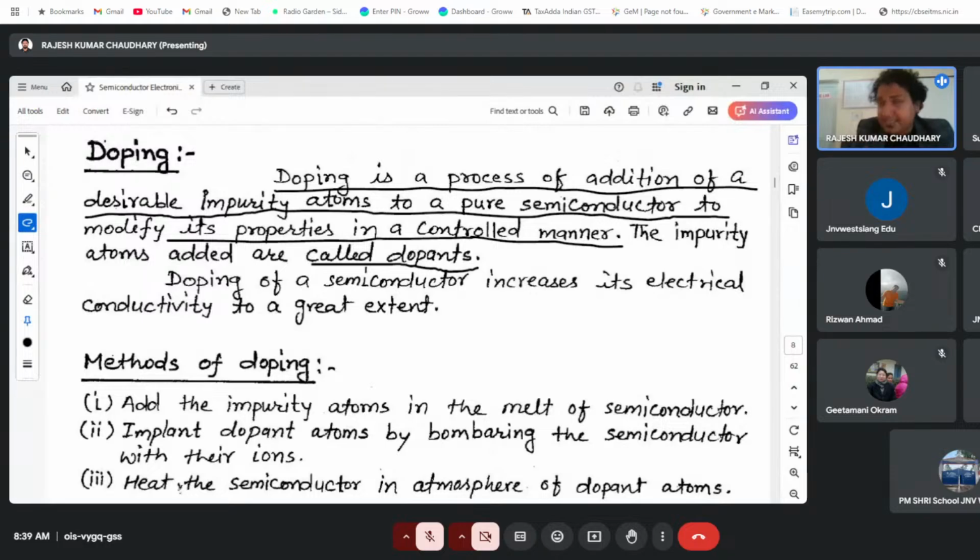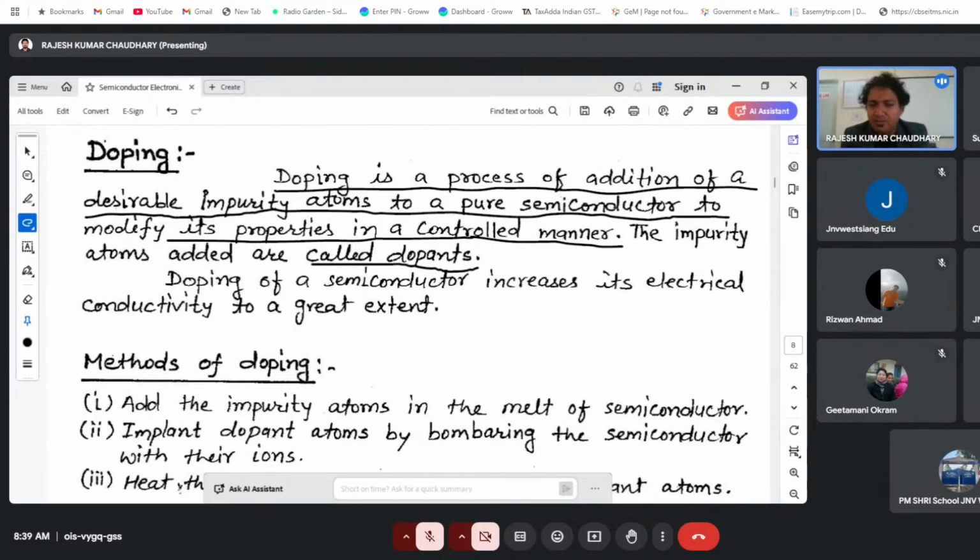We will discuss later in this class which kind of dopants we are going to use to make extrinsic semiconductor. Extrinsic semiconductors are also having two types. So I just want to know from you, my dear students, can you please tell me which are the two types of extrinsic semiconductor? We will just discuss that. Hello? Okay, no problem.